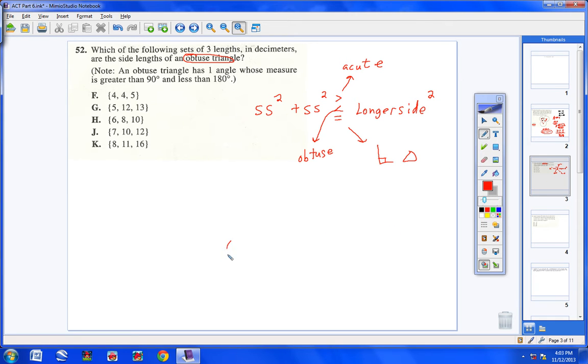Let's see. 8 times 8 is 64. 11 times 11 is 121, and 16 times 16, I actually do not have my calculator with me. That would be 256. If you add these two together, you get 185. I should not have put an equal sign there. 185 is less than 256, and that's what you wanted.